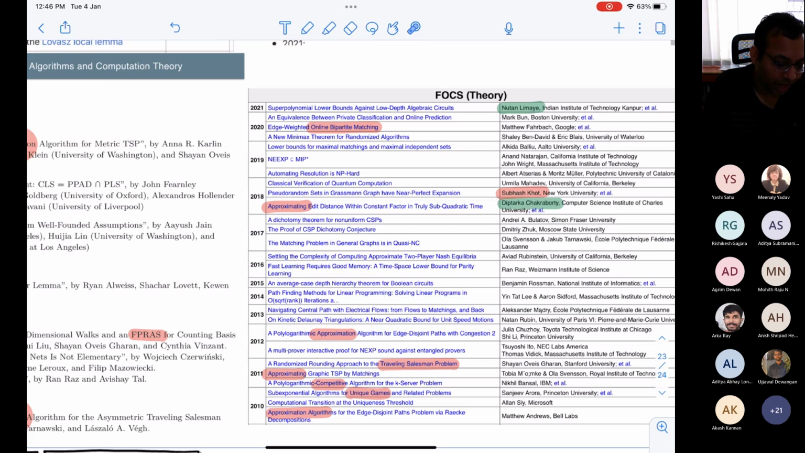So one point is, last year this paper, which got the best paper award, was by Nutan Limaye, Srikanth Srinivasan and Sébastien Tavenas. And Nutan and Srikanth were faculty at IIT Bombay, but now they're in Denmark. This is again one of the landmark results which came from India.